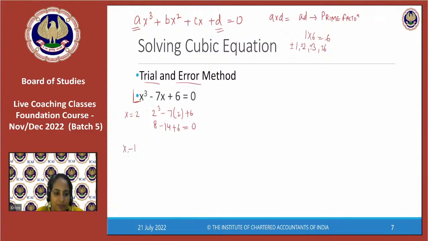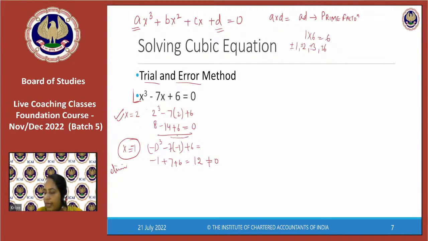Had I taken minus 1, supposedly I would have taken minus 1. So minus 1 cube minus 7 into minus 1 plus 6. Okay. I will be solving this: minus 1 plus 7 plus 6. So this gives me 12, which is not equal to 0. So hence I will not use x equal to minus 1. So this gets eliminated. I will not pick this up. But with x equal to 2, I got answer 0. Try to understand. With x equal to 2, I got the answer 0. When I got the answer 0, x equal to 2 hence is a factor.